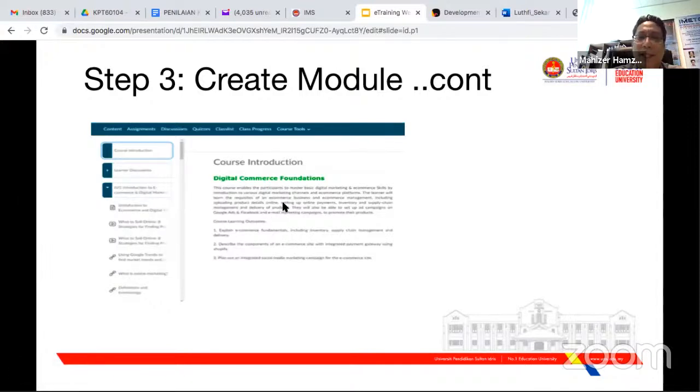For example, let's say something to do with regulation. Okay, this is the Digital Commerce Foundation. Maybe something to do with digital content regulation. I don't know, maybe. And then you will link to the agencies involved. For example, in Malaysia we have MCMC, the Malaysian Communications and Multimedia Commission.